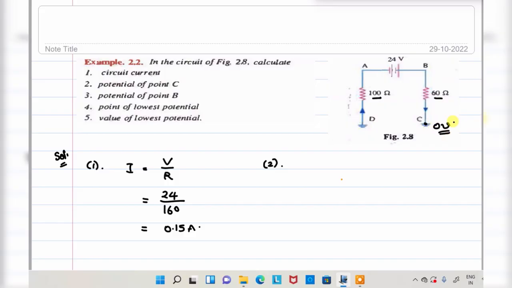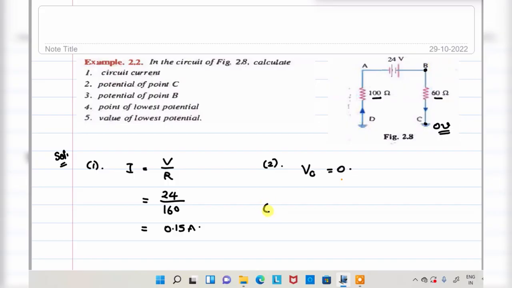What is the ground potential now? 0 volt. So point C, ground potential 0 volt. Vc is equal to 0. Right. Next, the third point, potential of point B. Where is the B? Here.